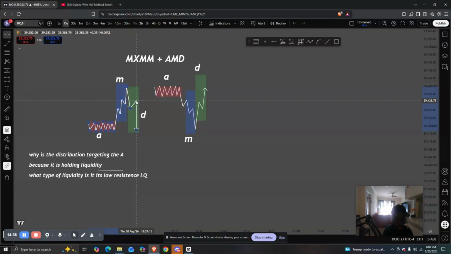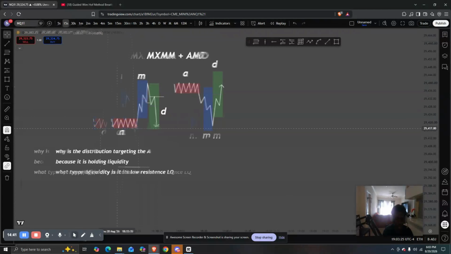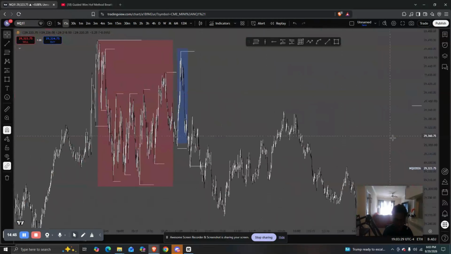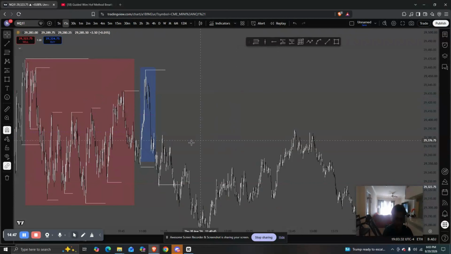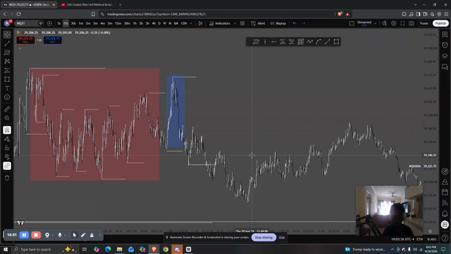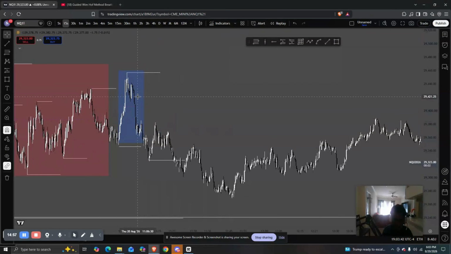We could also take that as the distribution phase, and we can know that our manipulation is done because we also have a sweep of a higher low, a liquidity sweep. And then now we have our change in character. This is what it would technically be called. Change in character, so take out this high.